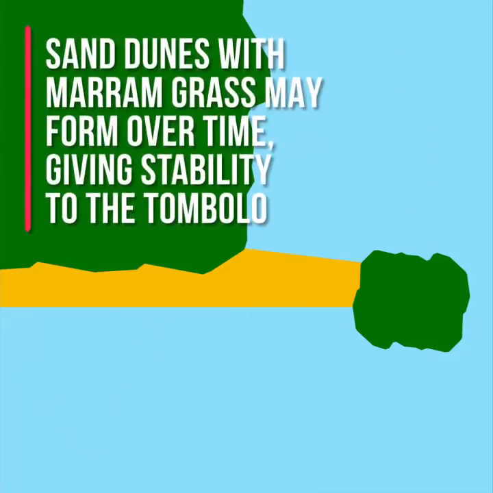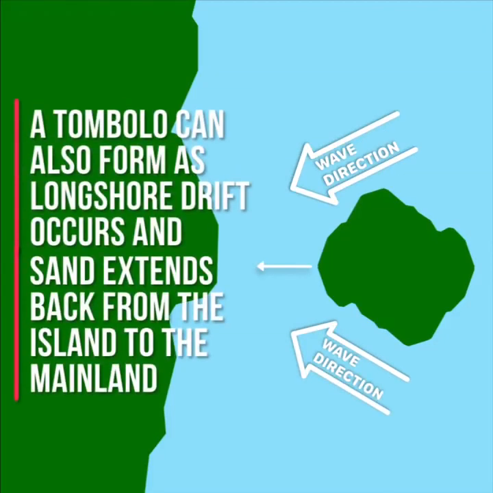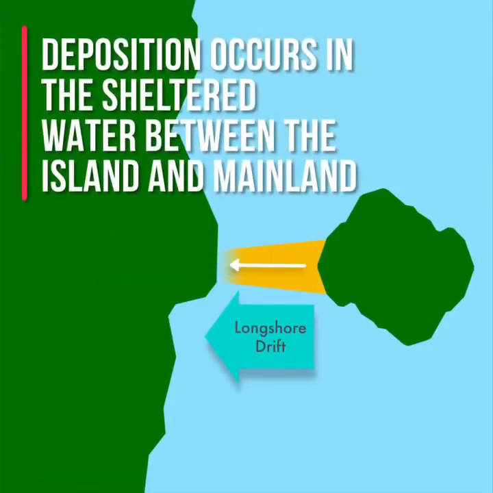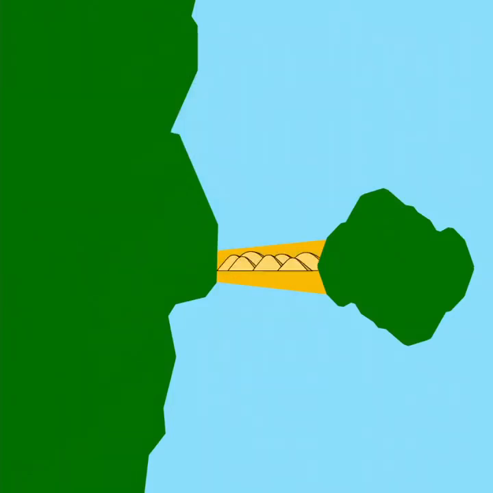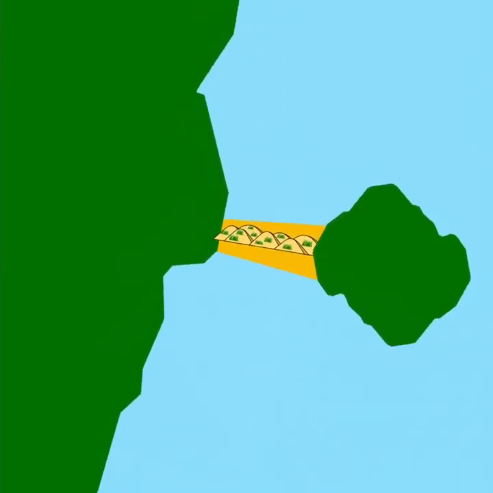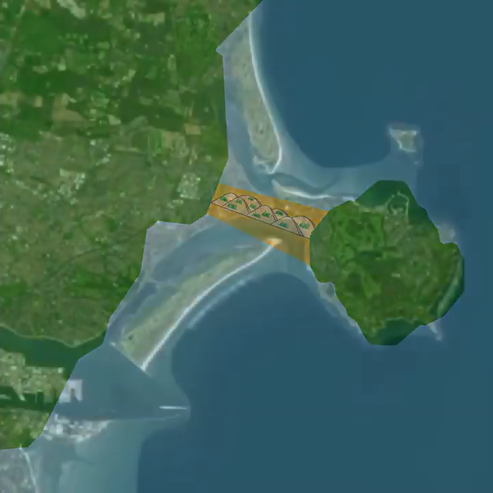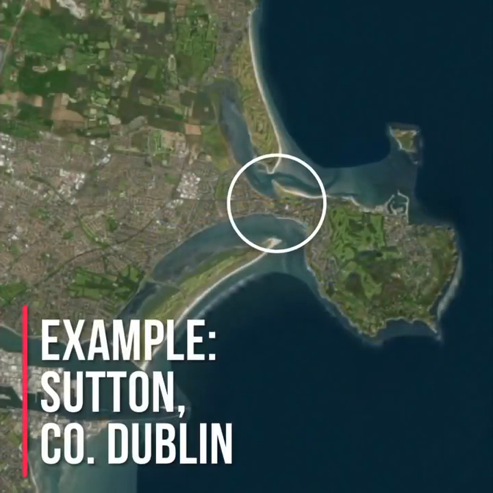Sand dunes with marram grass may form over time to give stability to the tombolo. A tombolo can also form as longshore drift occurs and sand extends back from the island to the mainland. Deposition occurs in the sheltered water between the island and the mainland. An example of a tombolo exists at Sutton in County Dublin.